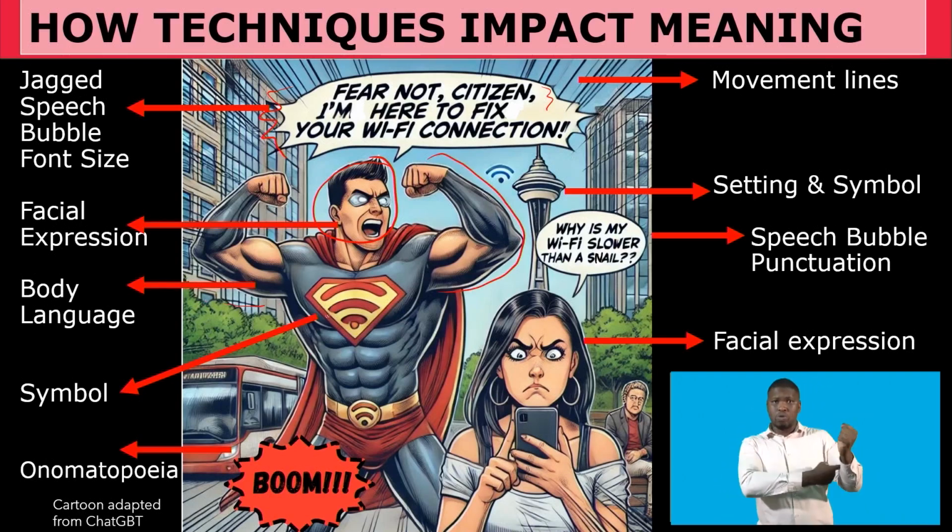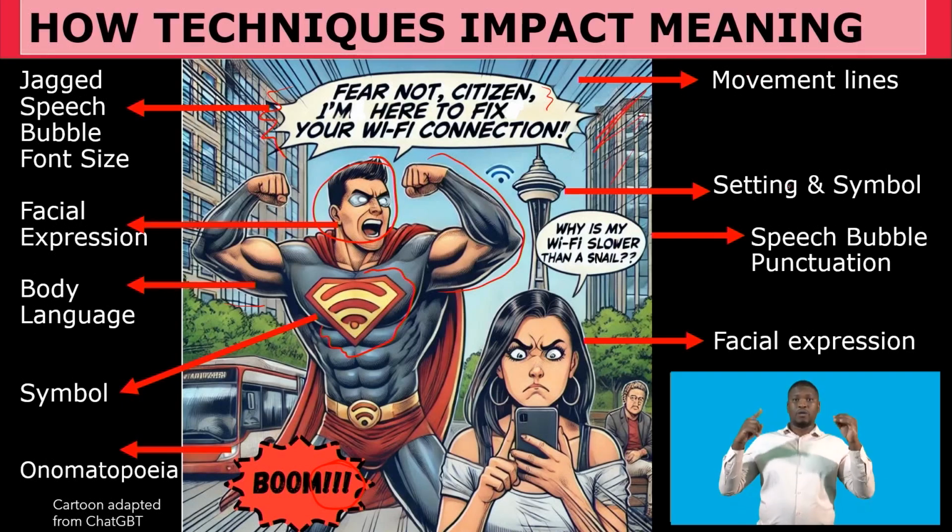Then there is a symbol. This, of course, you are familiar with. It's the Wi-Fi symbol. We have some onomatopoeia here at the bottom with the word boom and 3 exclamation marks. On the right-hand side, you can see there are movement lines showing the speed and the action. Then the setting and symbol are together under this line.